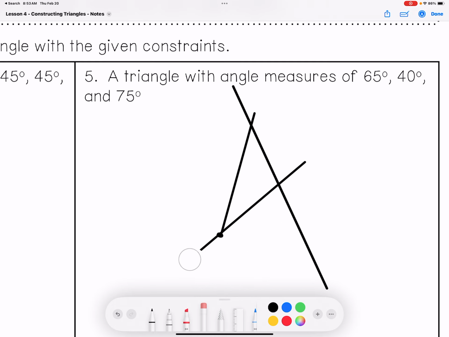Now I'm gonna erase the stuff that I made too big. There's all my points. And there you go. That's what that triangle should look like.